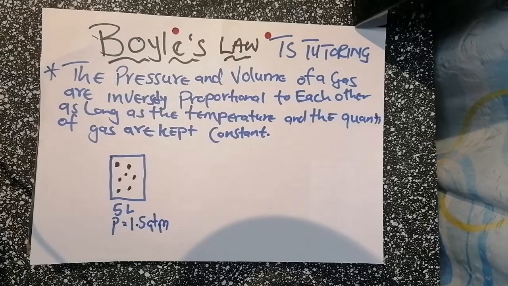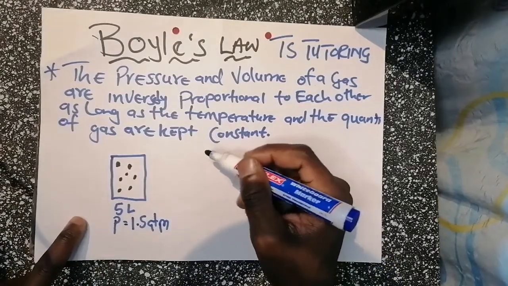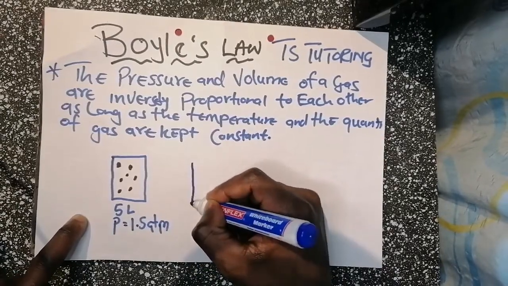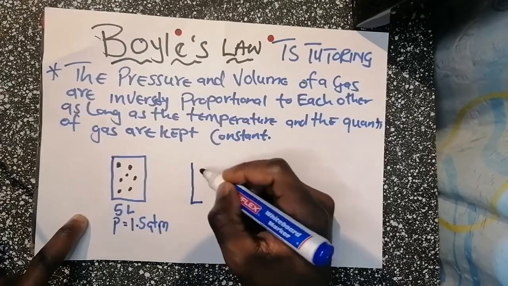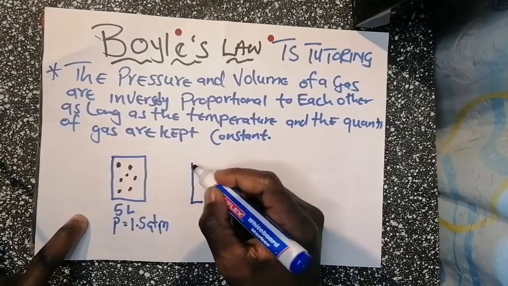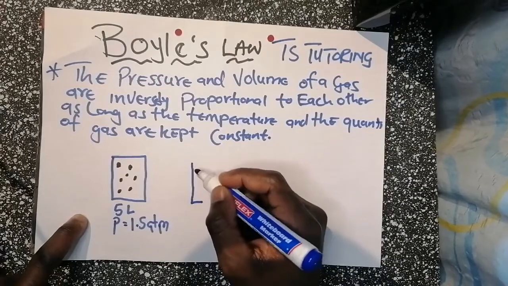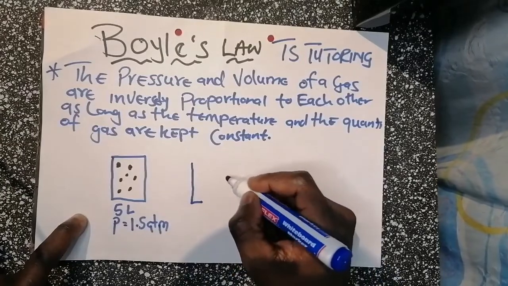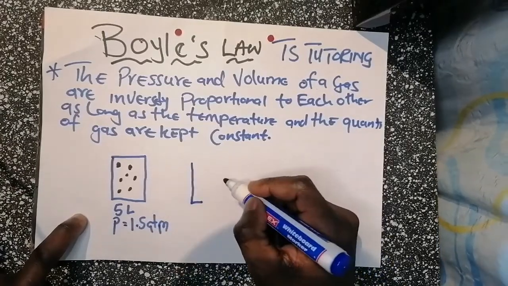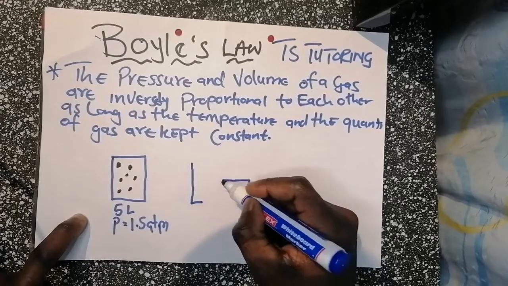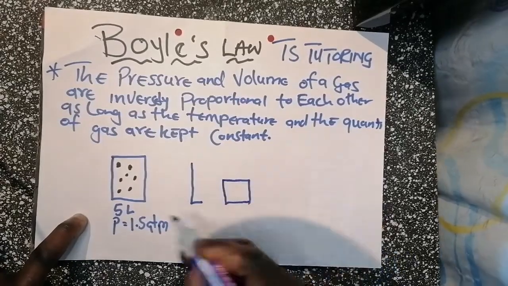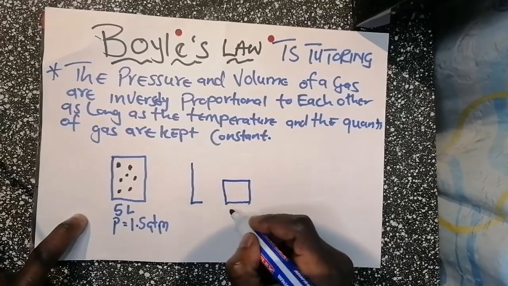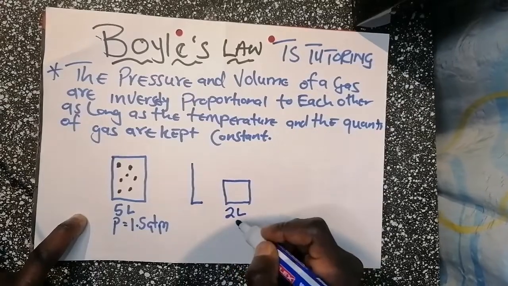Now, according to Boyle's law, what will happen if we compress the same container? Let's say you compress the container, right? I want to draw the new container, a compressed container with the same number of molecules. So if we compressed the container, we now have a small container. Obviously, what's going to happen to the volume? It's now being reduced, isn't it? Let's say now the volume is 2 liters, right?